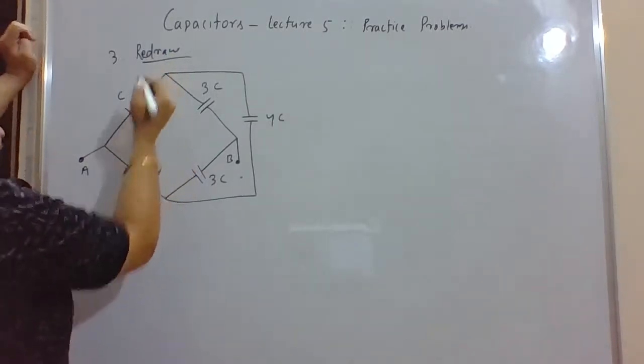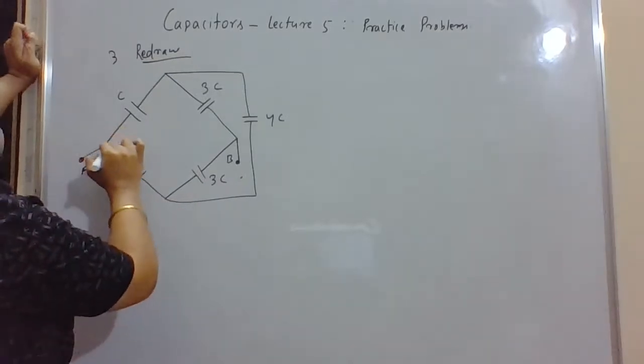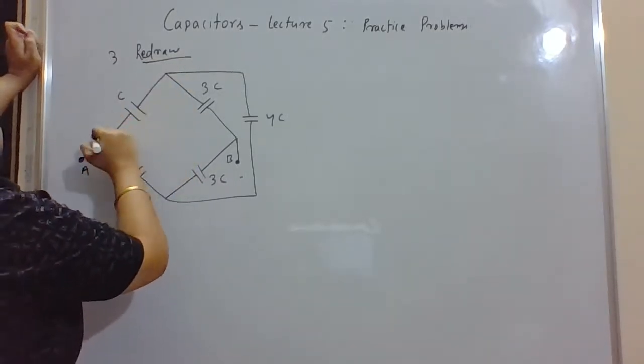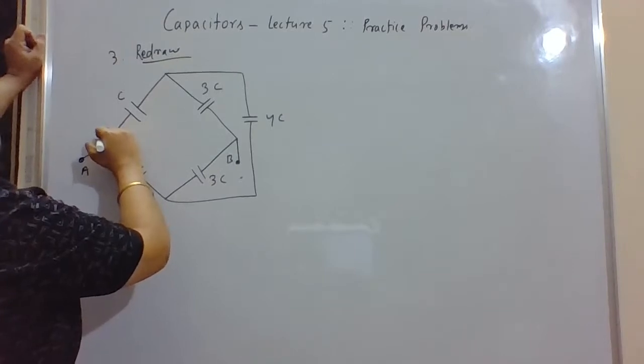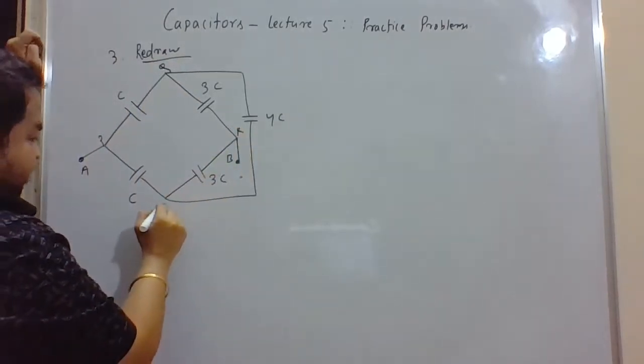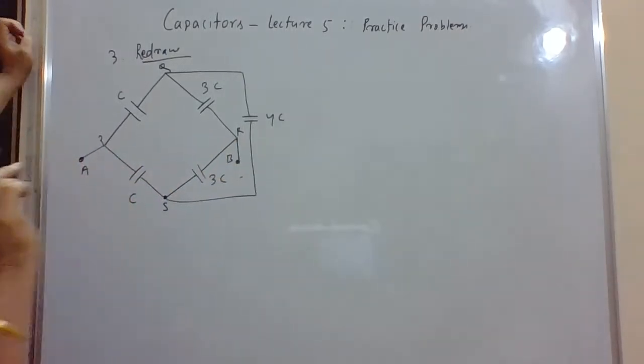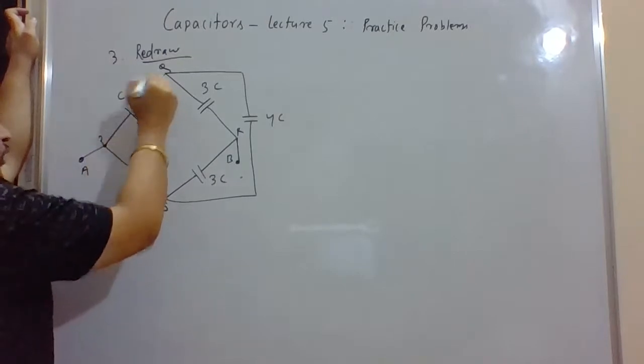So, can I say that? Let's do one thing for simplicity of understanding. Let us give some names to these nodes. Let me say this one is P, this is Q, this is R, this is S. I've just given names to the points.